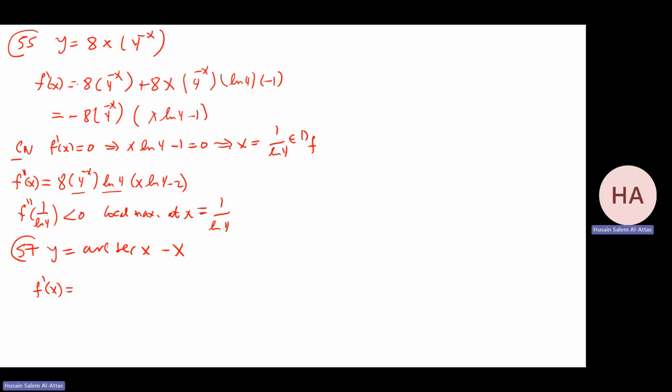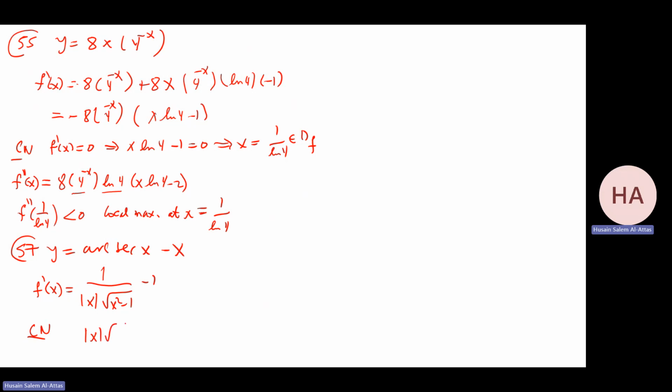F prime will be, yeah, I think I need the calculator. No, I can't. Maybe we need the calculator. But let me try to do it. Okay, that will be 1 over absolute value of x square root x squared minus 1 minus 1. I need to find the critical numbers. I solve this. Yeah, we need the calculator.